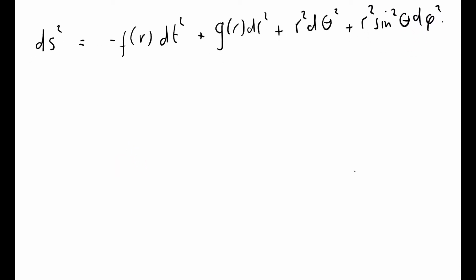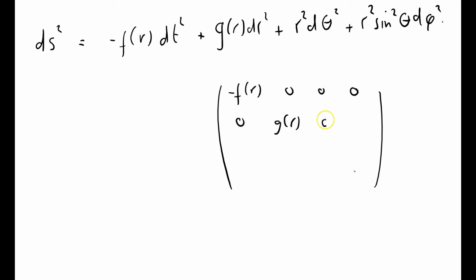So there it is, and I'm going to write it out in a matrix format as well because it'll be nice to refer to later on. Minus f of r, 0, 0, 0; 0, g of r, 0, 0; 0, 0, r squared, 0; 0, 0, 0, r squared sine squared theta.